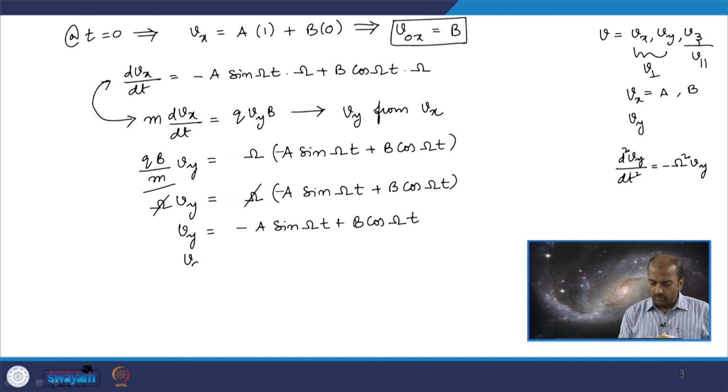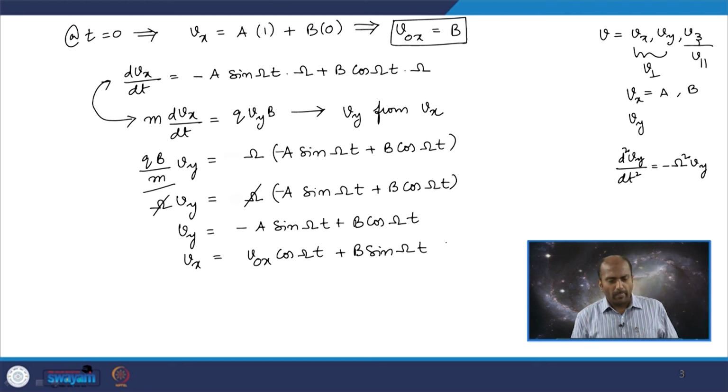Now, where were we with respect to Vx? Vx is V0x cos omega t plus b sin omega t. Now, there is a small mistake. We need to find the value of b. The value of a was suitably substituted as V0x by applying the initial condition. Now, we need to find out the value of b.